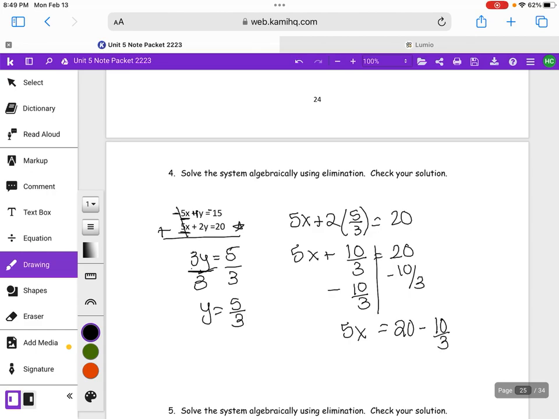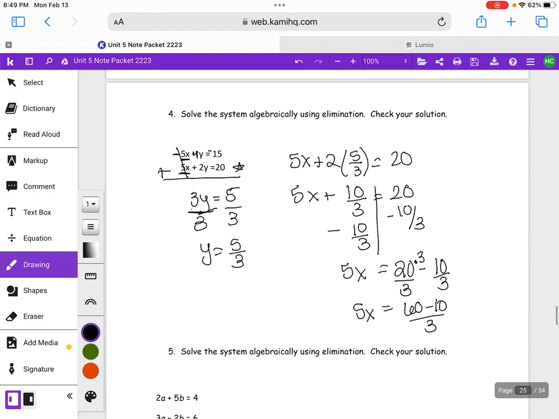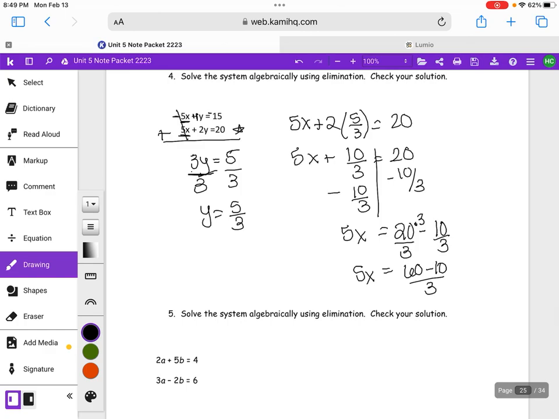No, we're going to get a decimal on this one too. In order to subtract those, I'm going to clean up this side over here. So I'm going to put a 3 right here, which means I need to multiply that by 3 for a common denominator, which is going to give me 60 minus 10/3. That's still equal to 5x. 60 minus 10 is equal to 50 divided by 3.